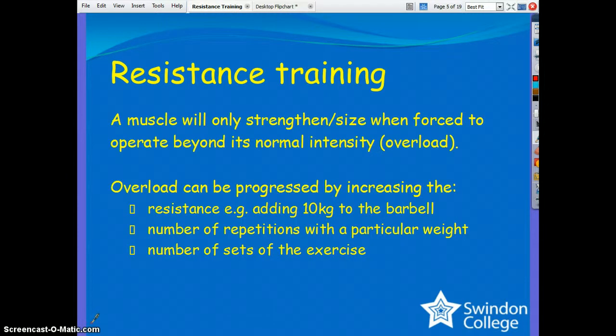So, resistance training. Resistance training is where a muscle will only improve in strength and size when it is forced to operate beyond its normal intensity. We call this overload. So if we're doing an activity where our muscles are not under any strain or any stress, they will not improve. We need to apply an overload to that muscle. This overload can be done by adding resistance, so maybe increasing the amount of weight that you're going to lift, increasing or decreasing the number of repetitions with a particular weight, and changing the number of sets that we do of that exercise.